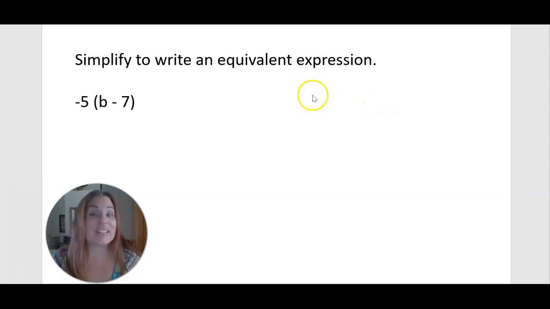In this lesson, we're going to expand on what we did in the previous lesson. So we're still going to be using the distributive property, and we're still going to be combining like terms. It's just the problems are going to get a little bit more complicated. All right, so let's do it.